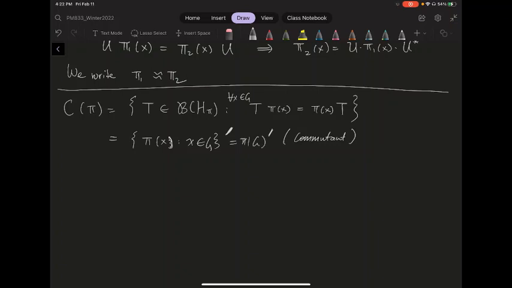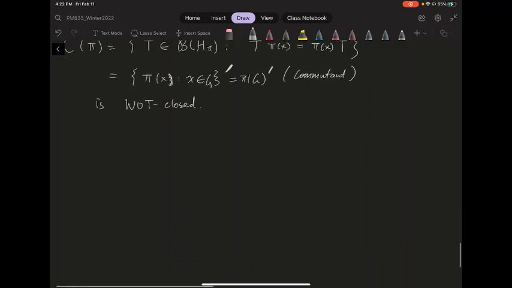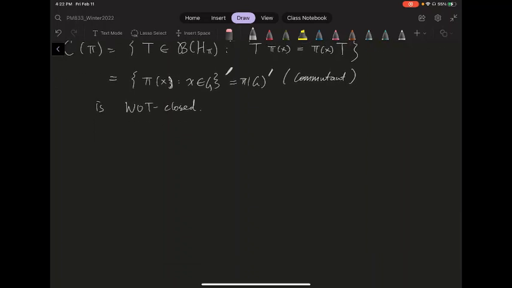And this is something in the operator algebra. I don't want to talk too much about it, but whenever you're taking the commutant, you always have something that's weak operator closed. So in particular, this is going to be weak operator closed. That's a standard result from operator theory. If you move on to take, say, PMATH 810, the operator algebra course, you'll study this kind of stuff. All right, so we have that C(π) is weak operator closed.